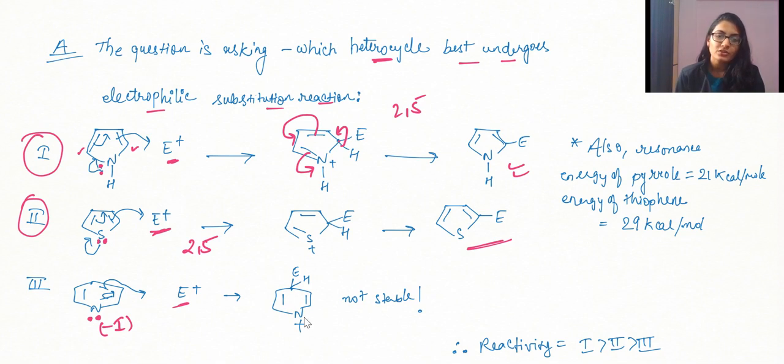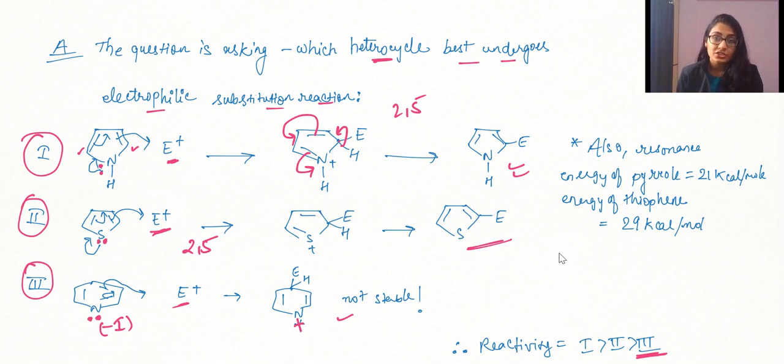First of all it is already deactivated, and then there is positive charge on nitrogen. It's making the system very unreactive and not stable. So we can say that pyridine is going to be least reactive of all of them. So when we are going to write it in decreasing order, definitely pyridine stays at last. What about pyrrole and thiophene? Because we have to maintain an order over here.